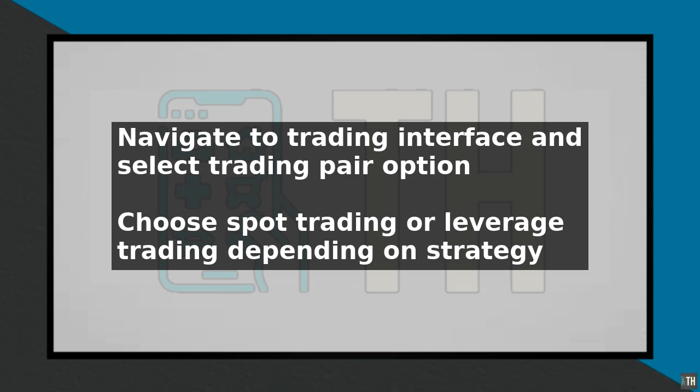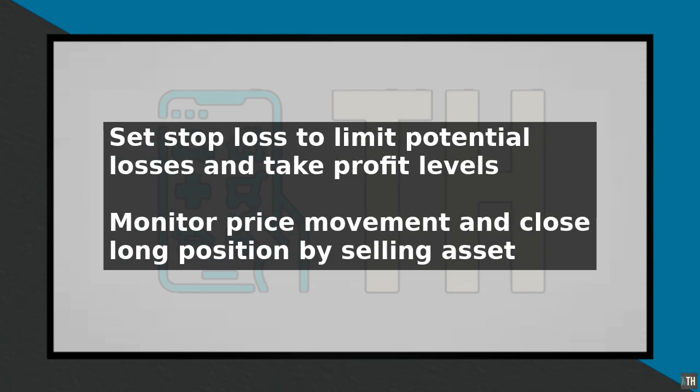Click on the Sell button, select the order type, and enter the amount you want to sell. It is essential to set a stop loss to limit your potential losses if the market moves against you. A stop loss is an order that automatically sells the asset when the price reaches a certain level.